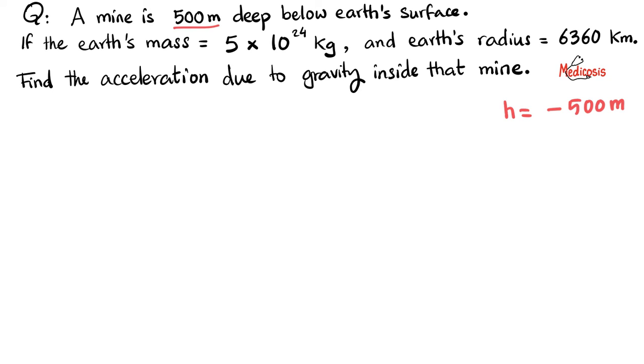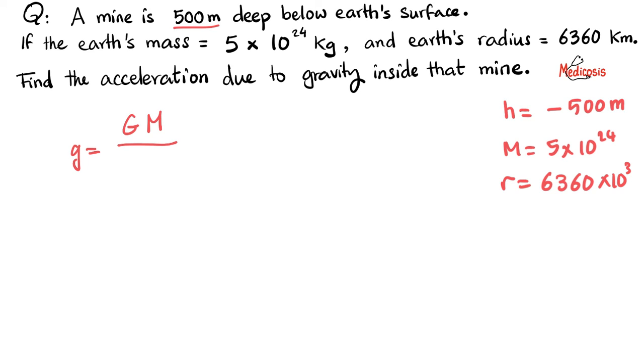The mass of this Earth is 5 times 10 to the power 24, and the radius of the Earth, remember, it has to be in meters. So you multiply this number by 1000, so it becomes 6360 times 10 to the power 3 meters. The acceleration due to gravity is small g, which equals big G times the mass of this Earth divided by r. Should I say plus or minus? Well, you can say plus a negative or minus a positive. Here is r minus h. I'm not done yet. You need to square this denominator, which equals what?